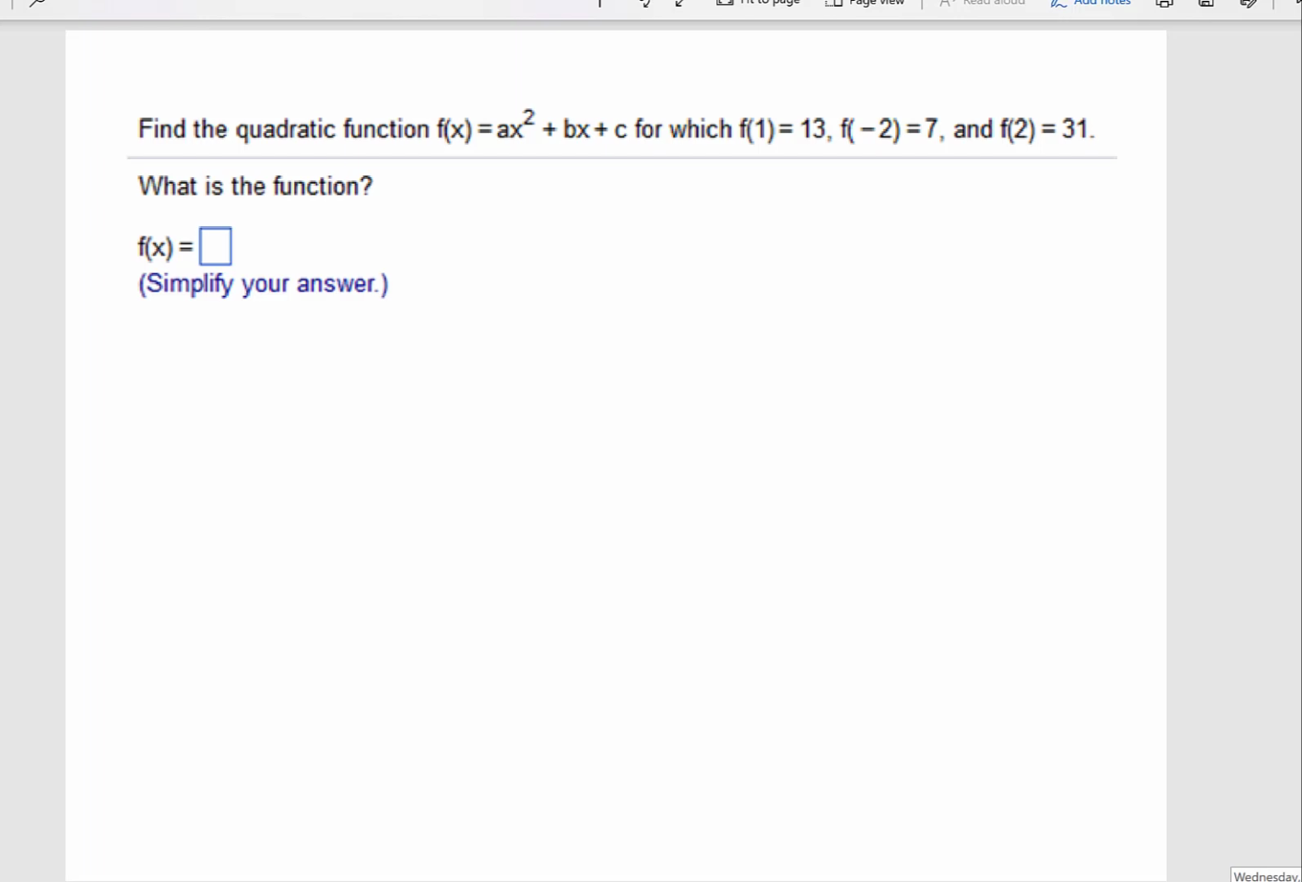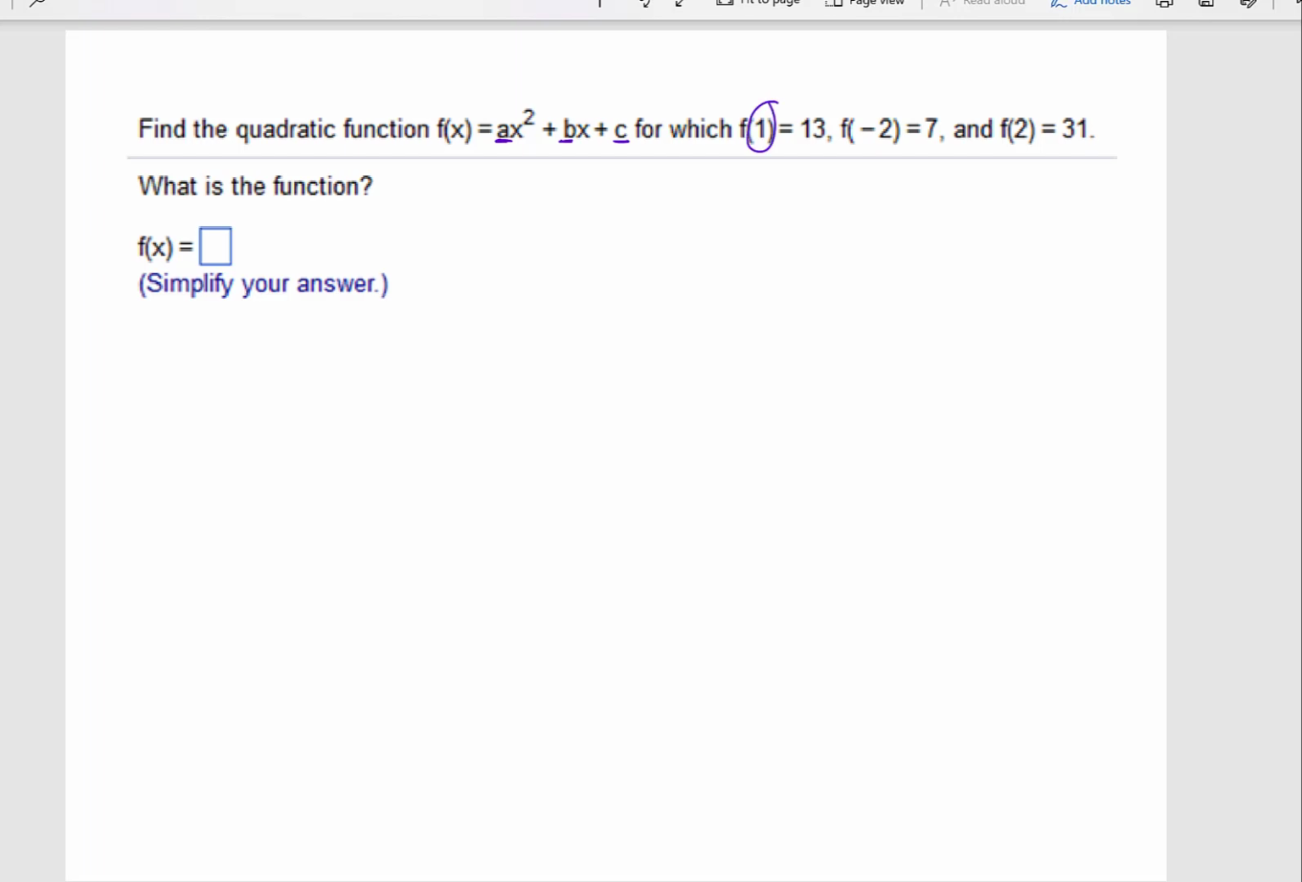Okay, let's look at this last one. So they want us to find the quadratic function, f of x equals ax squared plus bx plus c. So just like we were solving for a, b, and c in that last one, that's what we're solving for here. They're saying, look, go ahead and tell us what this quadratic function is. X is going to stay x, right? So we're able to plug in that value, but a, b, and c would have to be accounted for. So they give us f of 1 equals 13, f of negative 2 equals 7, and f of 2 equals 31. So what is the function?